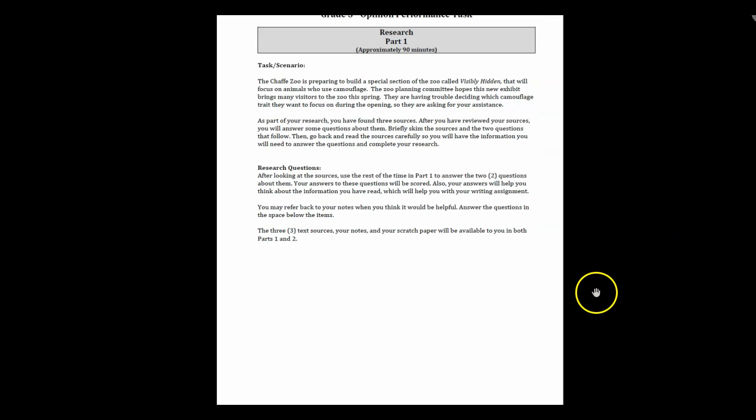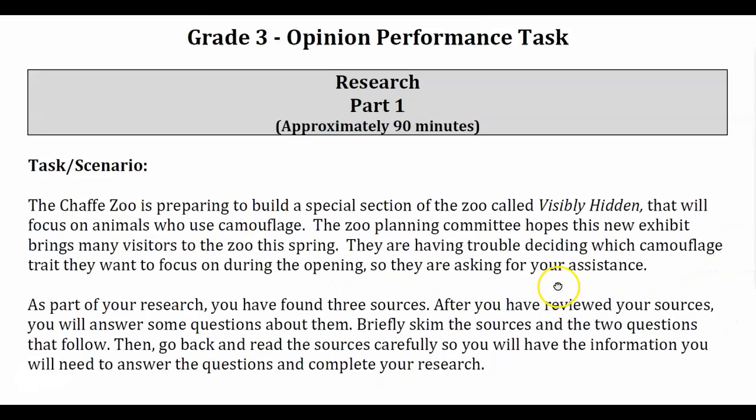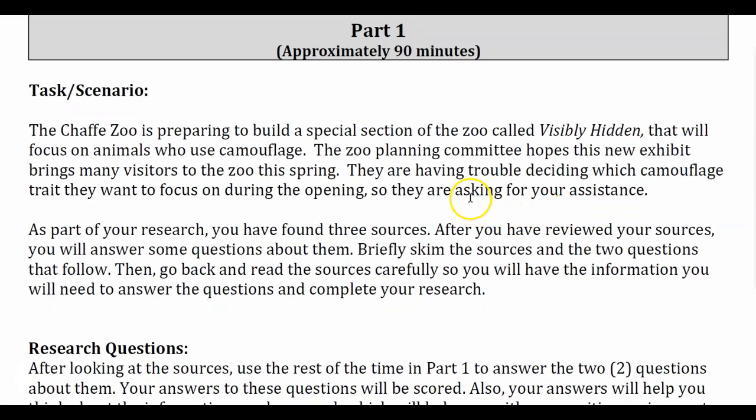Okay. So this will be part one. Okay. So here it says there's a couple parts of the whole thing, okay? Here we have where it says the Chappie Zoo is preparing to build a special section of the zoo called Visibly Hidden that will focus on animals who use camouflage. That's important, right? Again, using the word camouflage.